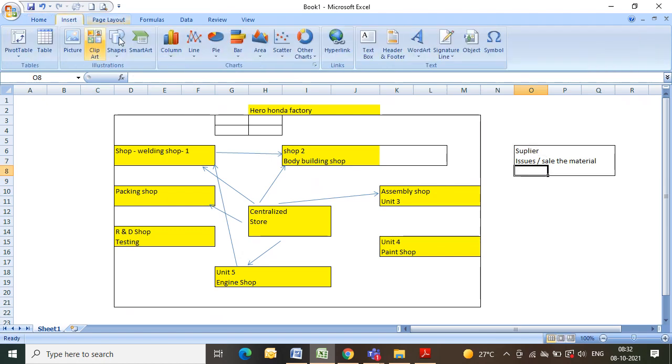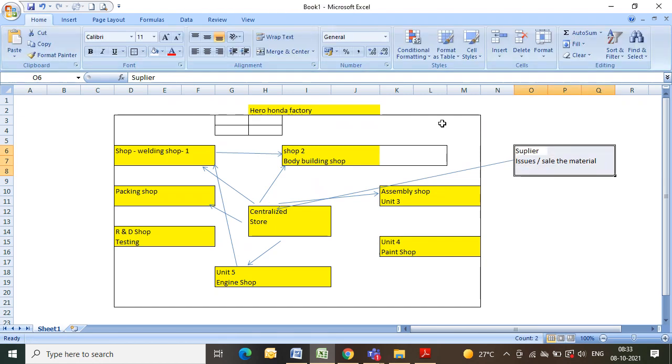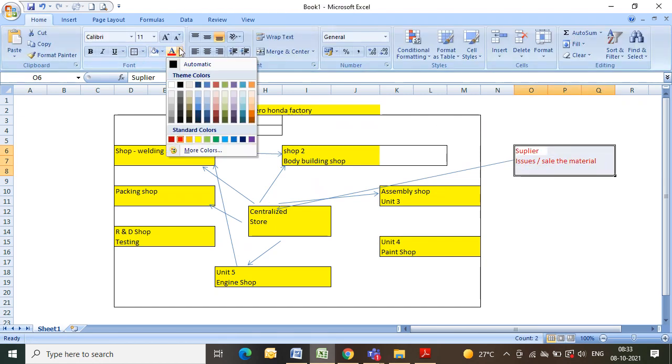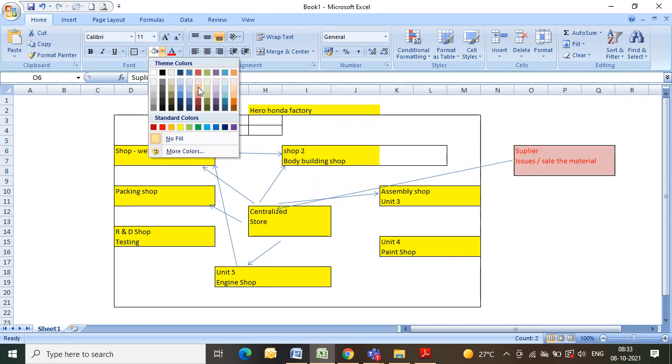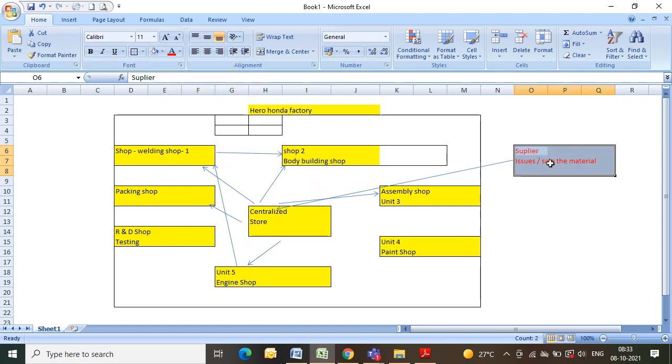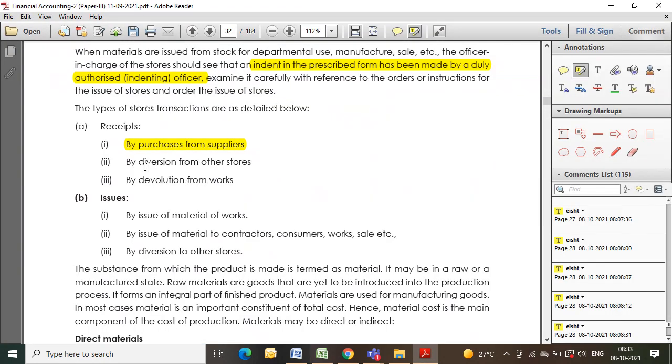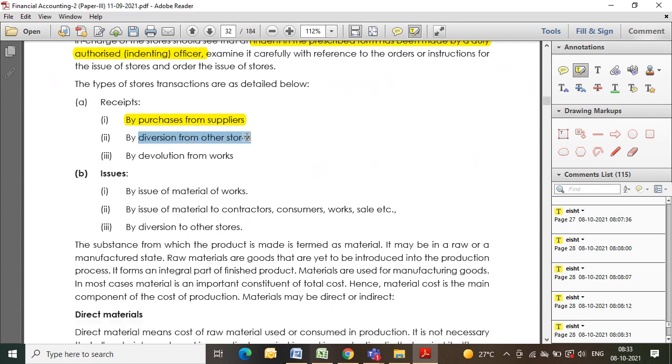So why do we send it there? Because that's the one department. They will issue the material to the centralized store, right? And they are outsiders. They are not the persons who are within the organization, so they are outsiders, right? So they sell the material to here, and they technically receive the material, and they coordinate in between themselves. So receipts may be by purchases, by diversion from other stores.